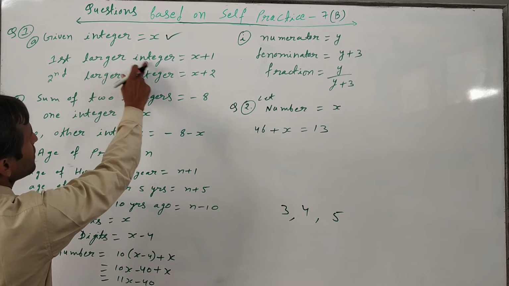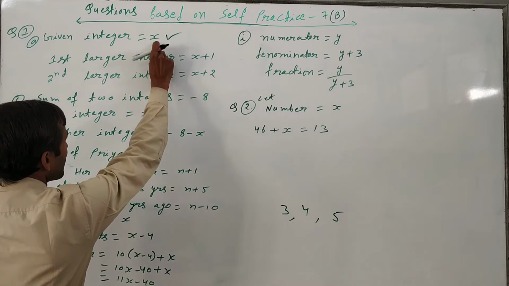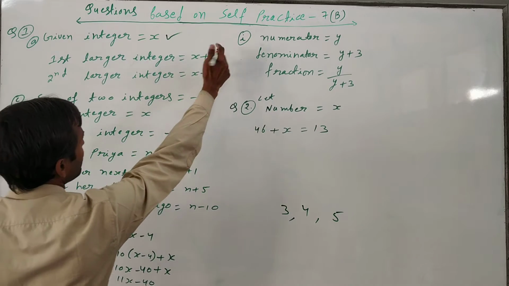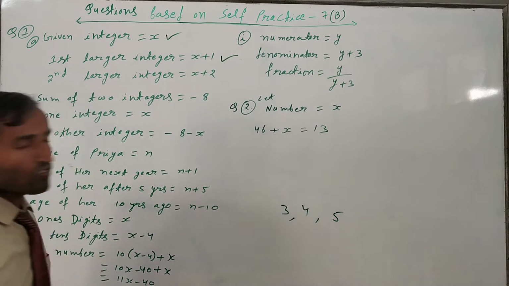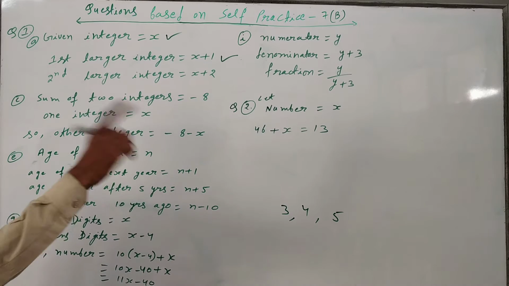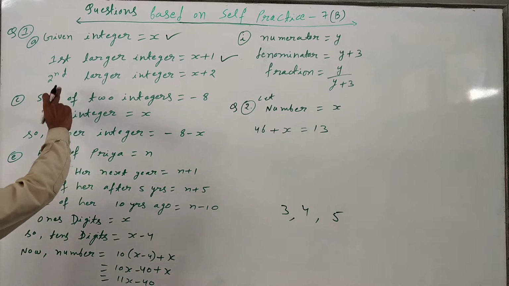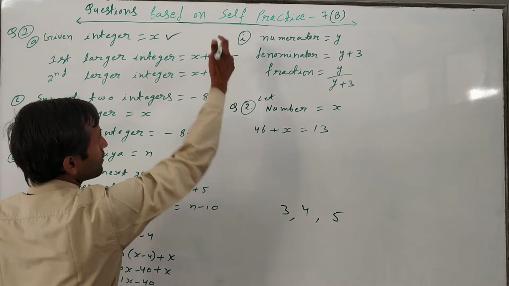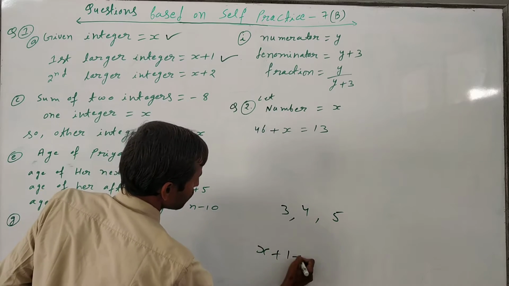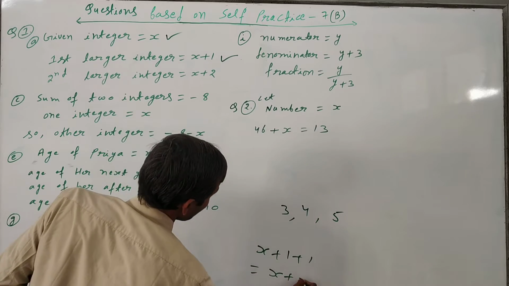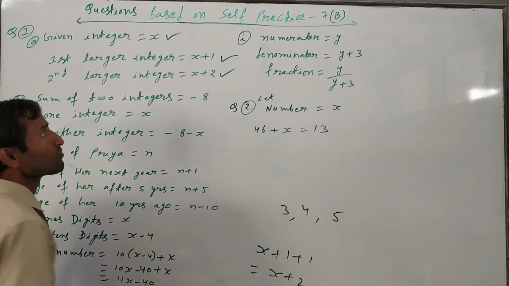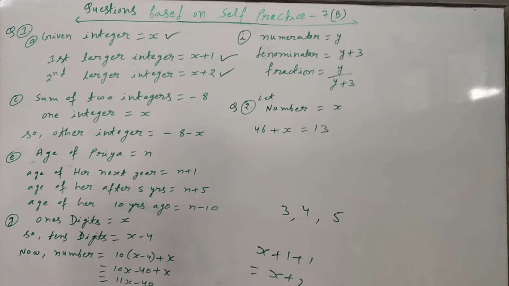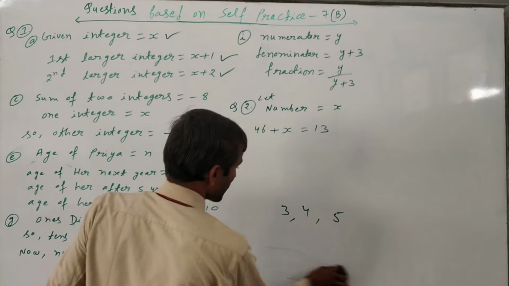The first larger integer, we just have to add: x plus 1. That's why I have written x plus 1 here. So the first integer larger after x is x plus 1. Then the second larger integer is x plus 1 plus 1, which becomes x plus 2. That's why I have written x plus 2 directly. Next, just see the next part.